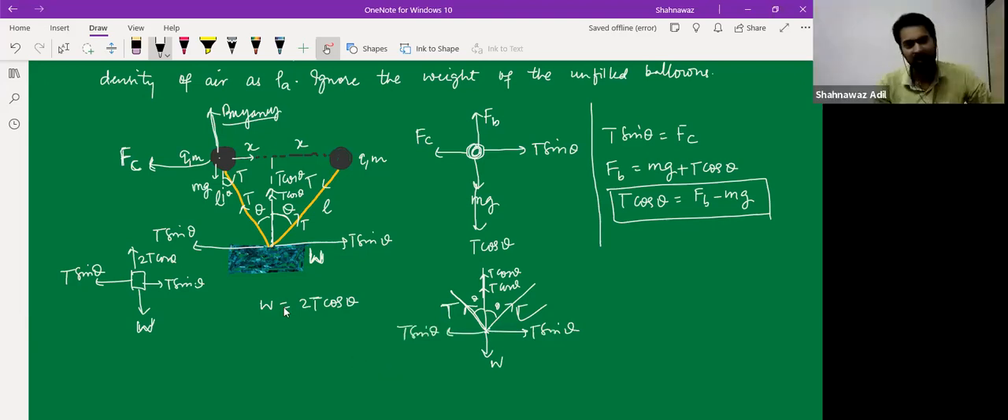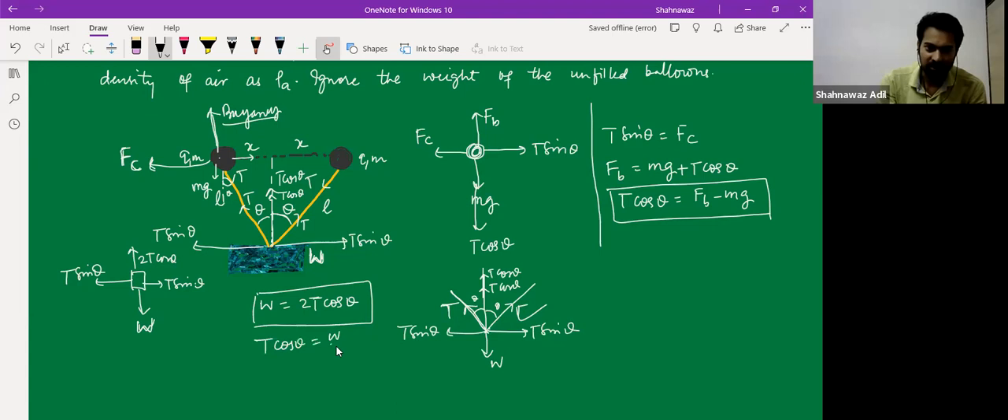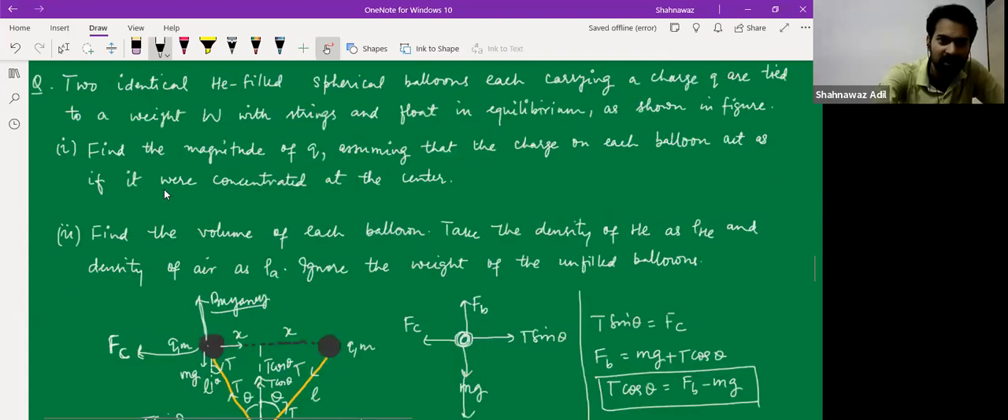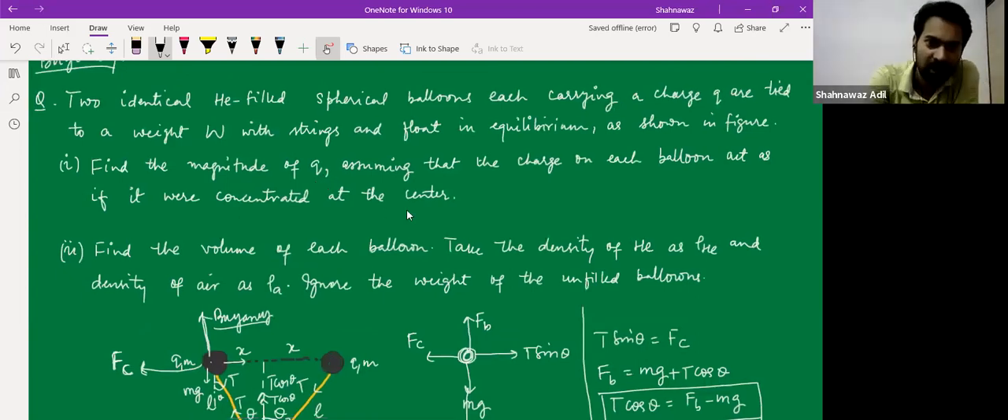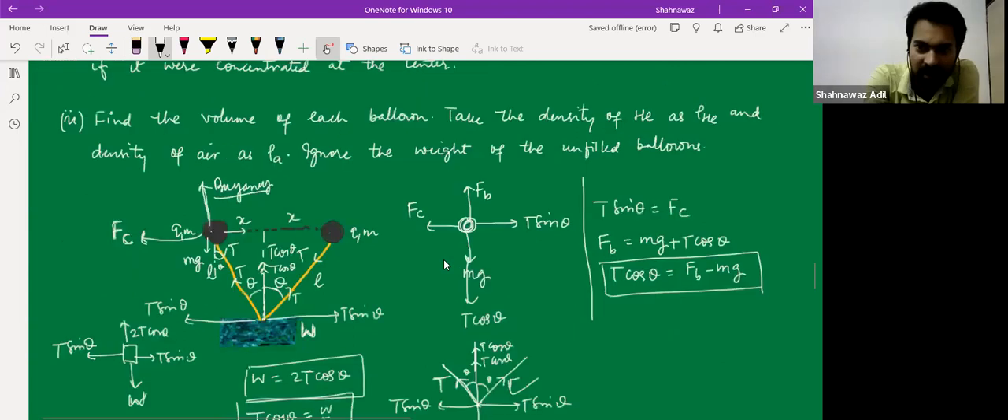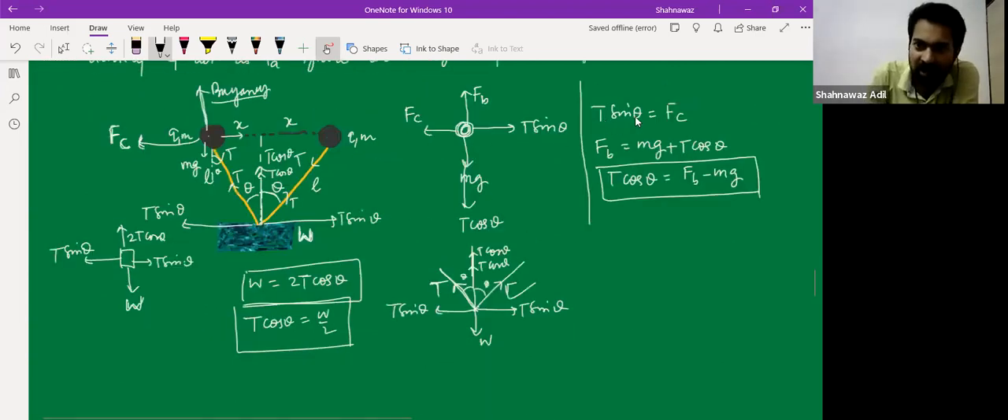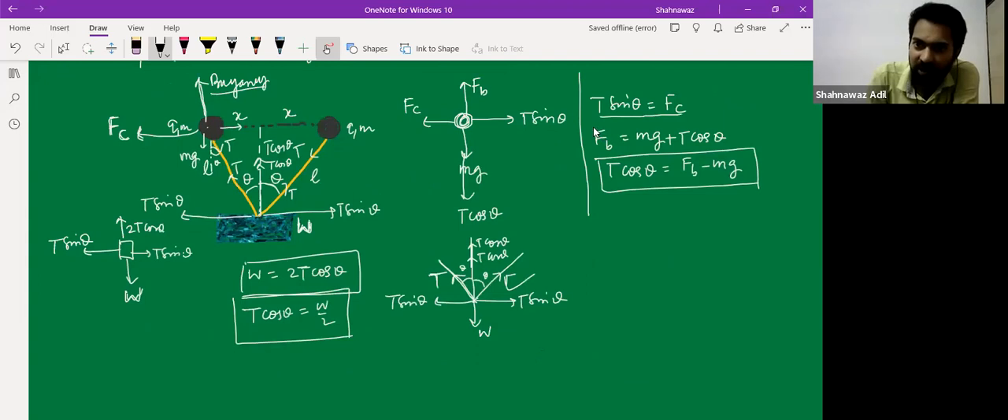Okay, so now we have this weight, which is 2T cos theta. So T cos theta is W by 2. And what do we have to find? In the first part, we have to find the magnitude of Q, right? So where is this Coulomb force coming from? It is coming in this T sin theta part, so we should not use this part. We will use this part and this part.